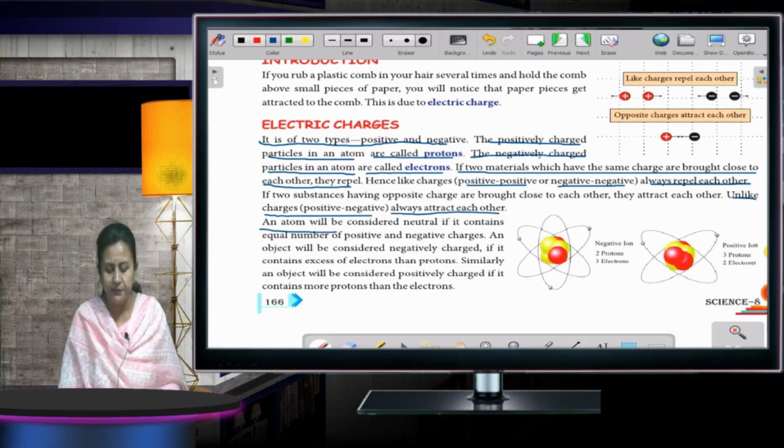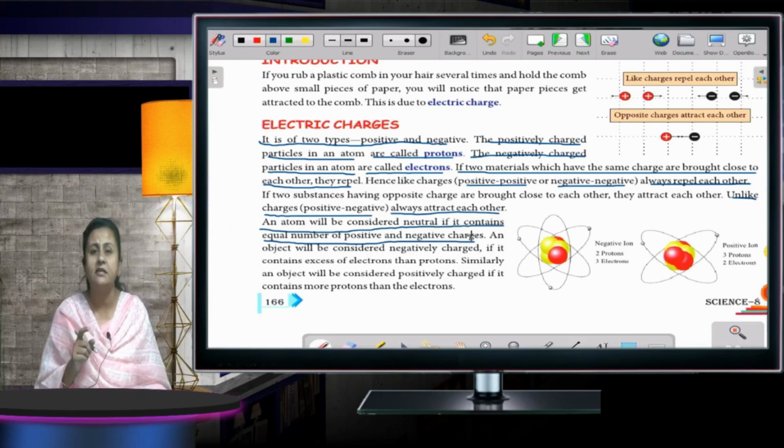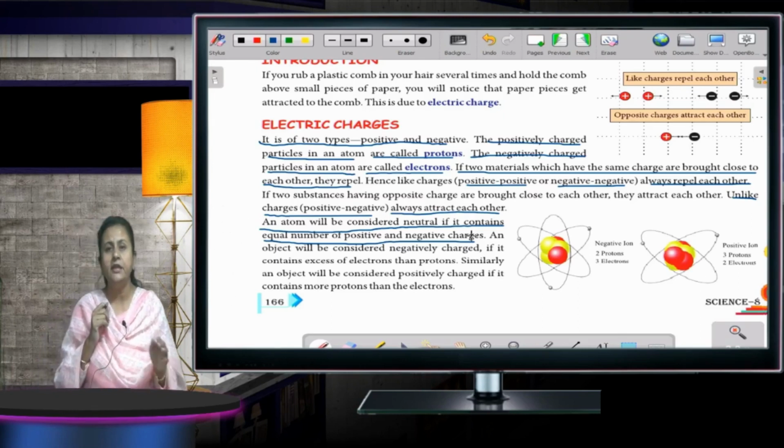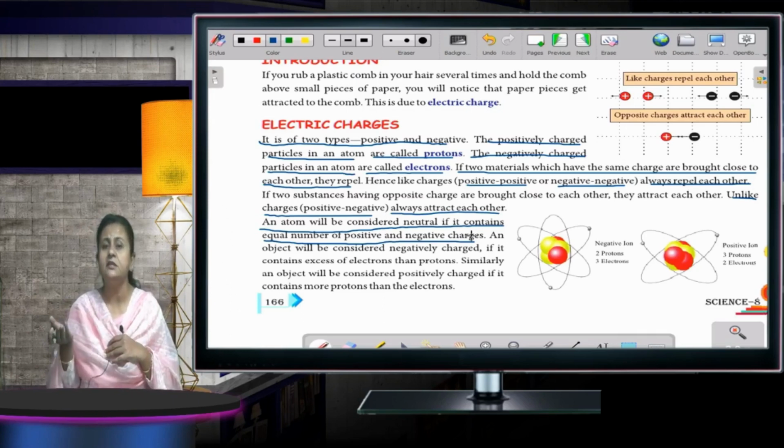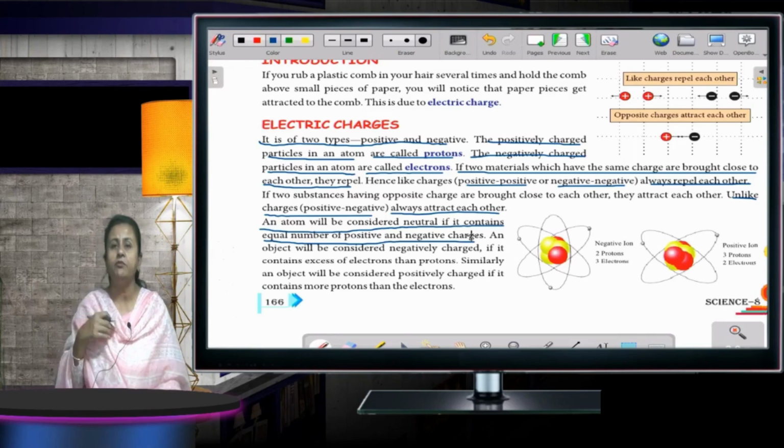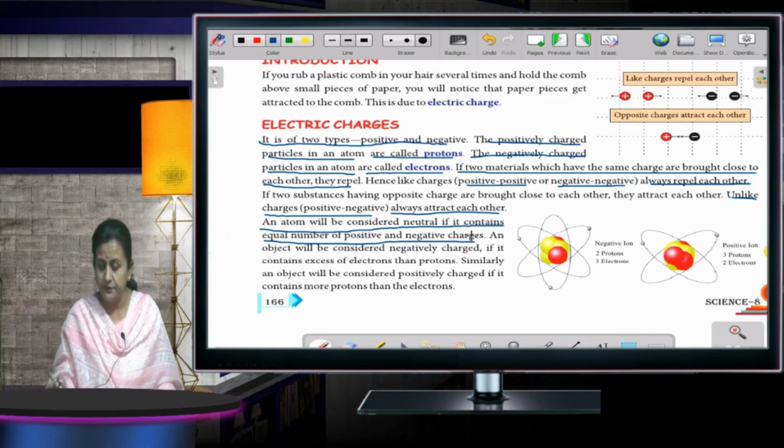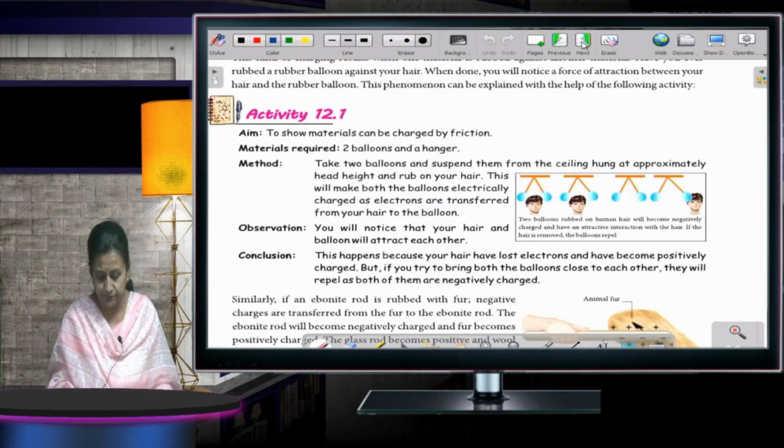An atom will be considered neutral if it contains an equal amount of positive and negative charges. In case the atom has an equal number of positive charges, that is protons, and negative charges, that is electrons, then the atom would be neutral. In case protons are more, it would be positively charged. In case the electrons are more, then the atom would be negatively charged. Fine. Now moving to the next one.